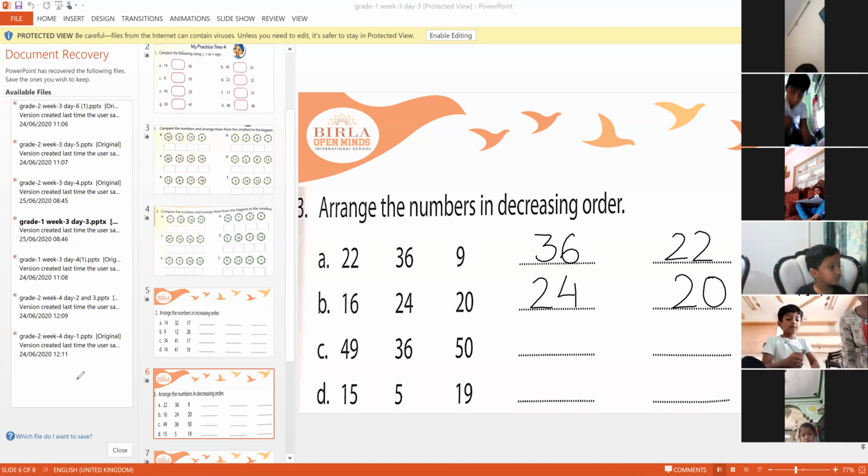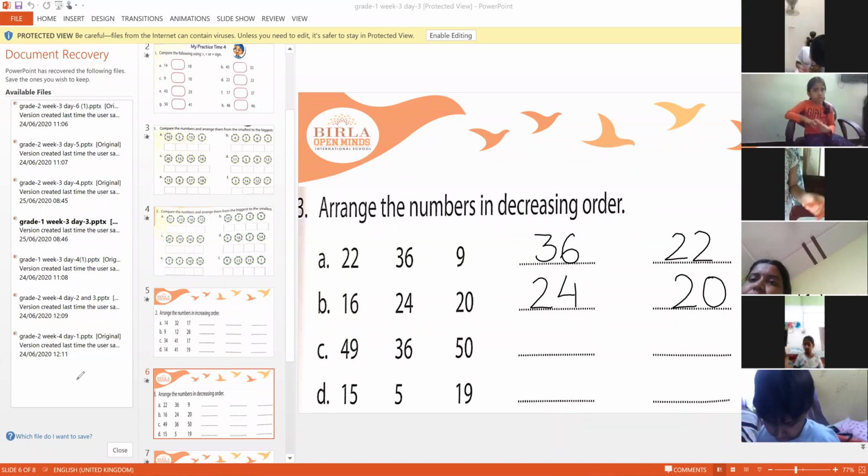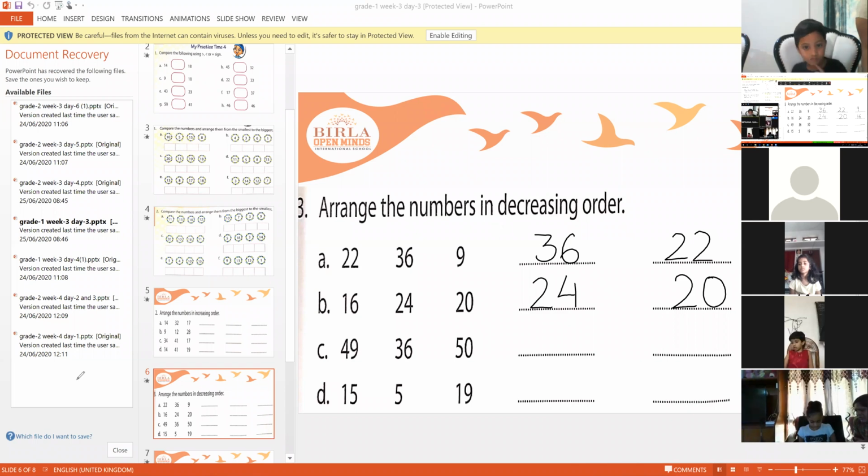Hanvit, now you tell me the answer for bit C. Which is the biggest number, Hanvit? 49, 36 or 50? Yes, Hanvit, which is the biggest number here? 50. Okay, after 50, which is the biggest number here? 49. Very good. Then last one? 36. Very good, Hanvit. Very good.